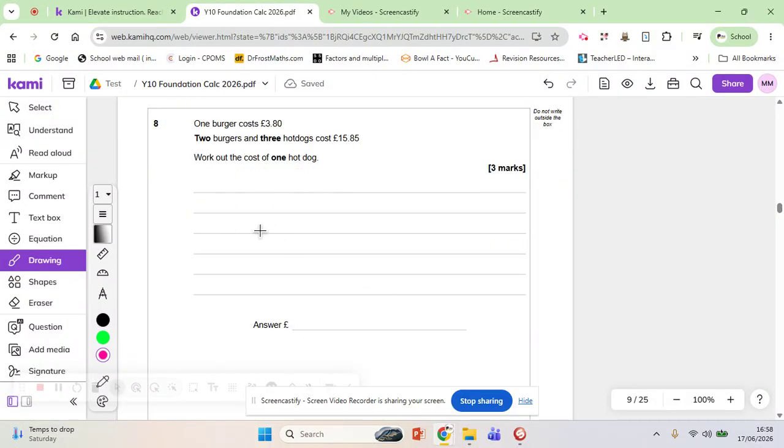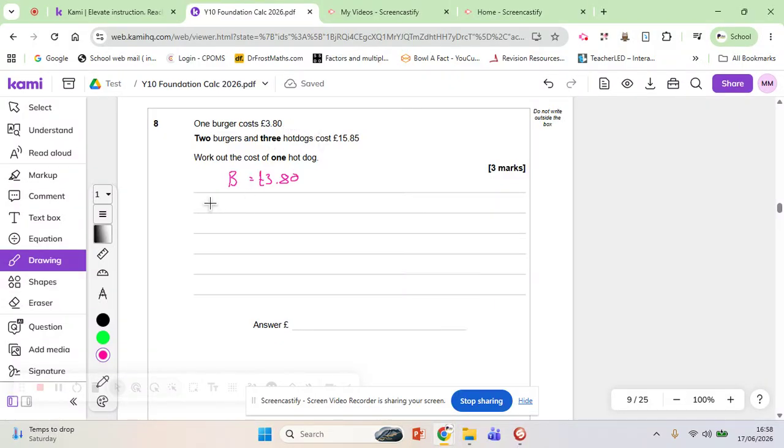Okay, question 8. One burger costs £3.80. 2 burgers and 3 hot dogs cost £15.85. Work out the total cost of one hot dog. Okay, so we have got a burger costing £3.80. Now you will notice that I am just writing down the information that we've got here before. It's just so I can get my brain to think.